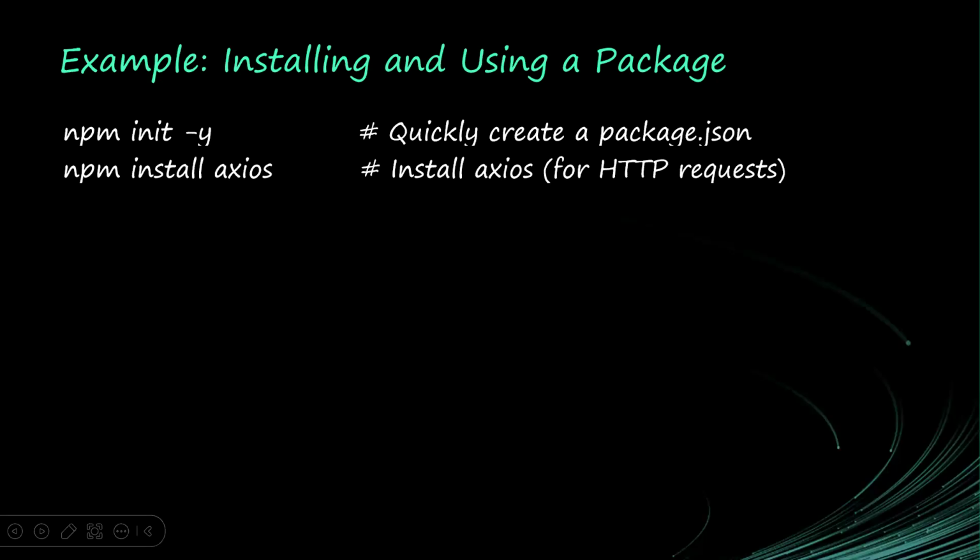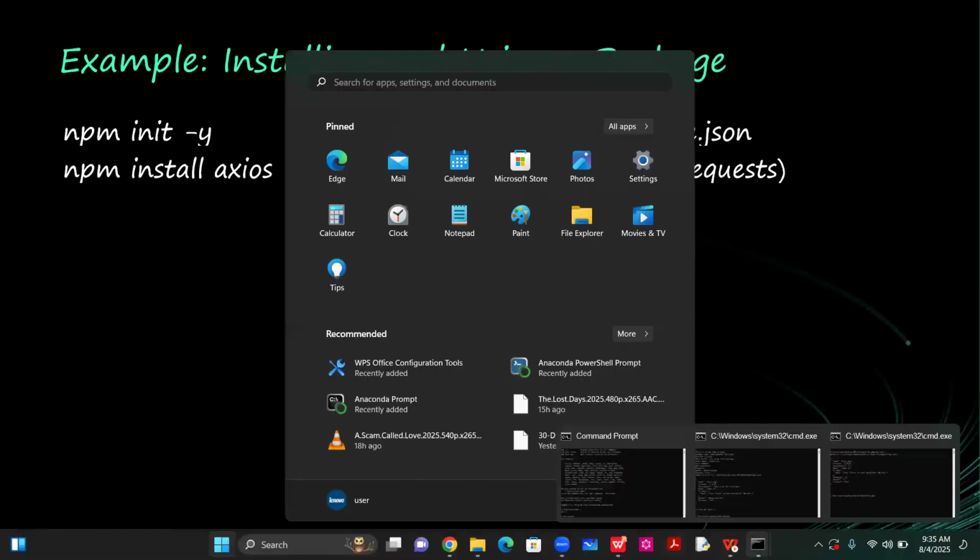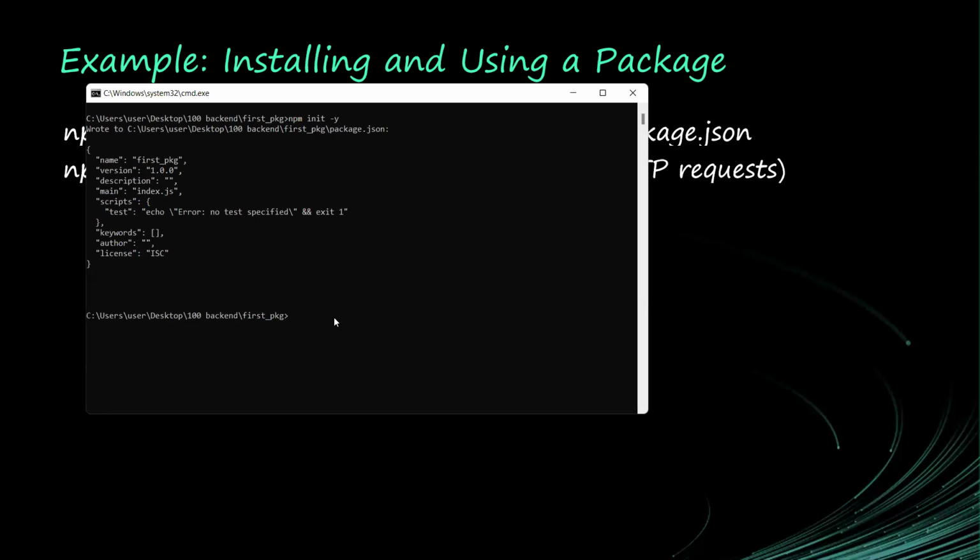So I will go back to this my first package. So I'm going to say npm install Axios. That's the name of the package. npm install, then the name of the package. So I will hit enter, and it's going to install Axios for me inside of that package.